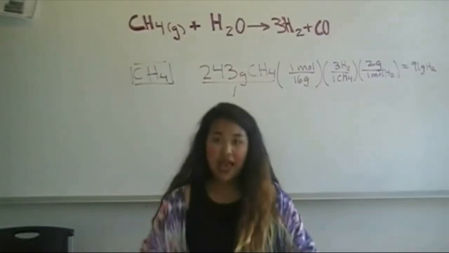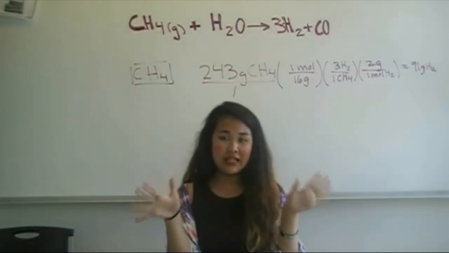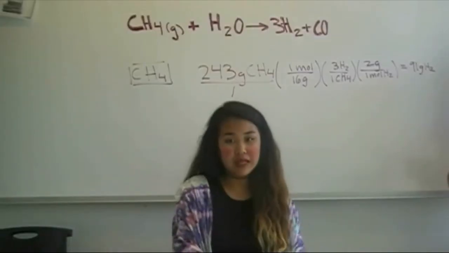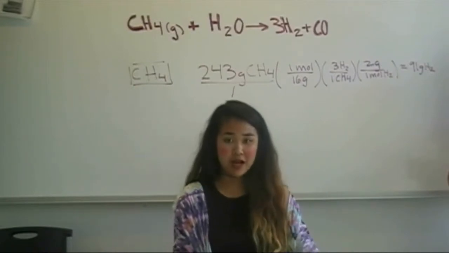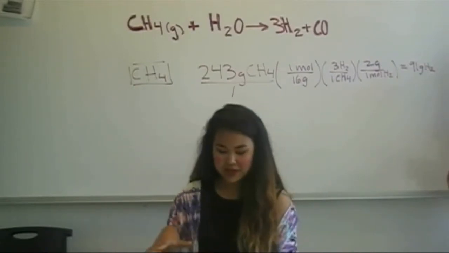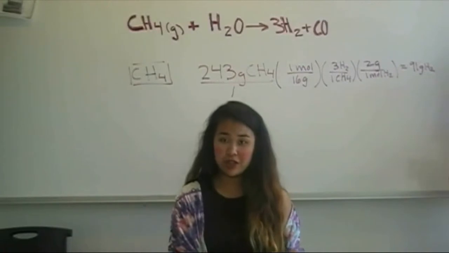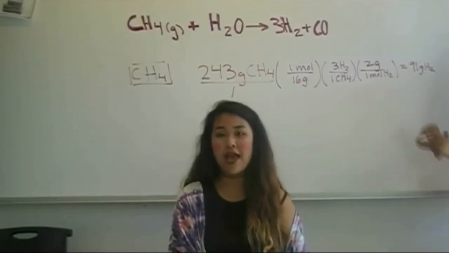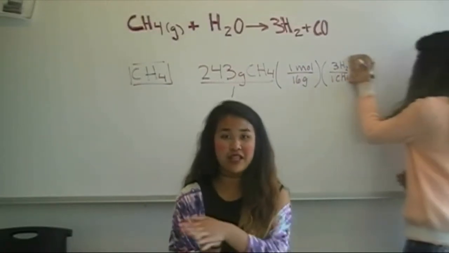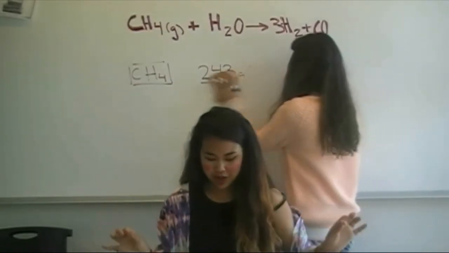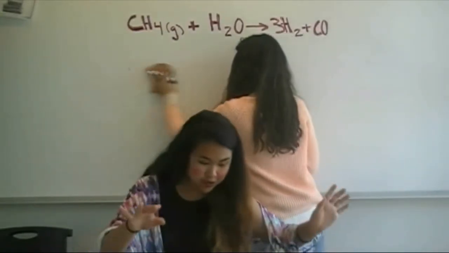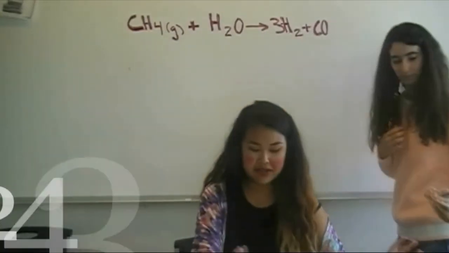Yes! After all this, you should be getting a nice 91 grams kind of look. So if you want a more limiting reactant look, you can take 10 grams off. So what I'm gonna be doing is 243 grams of H2O and converting that into H2. So what you're gonna first do is put 243 grams H2O and put that over one.